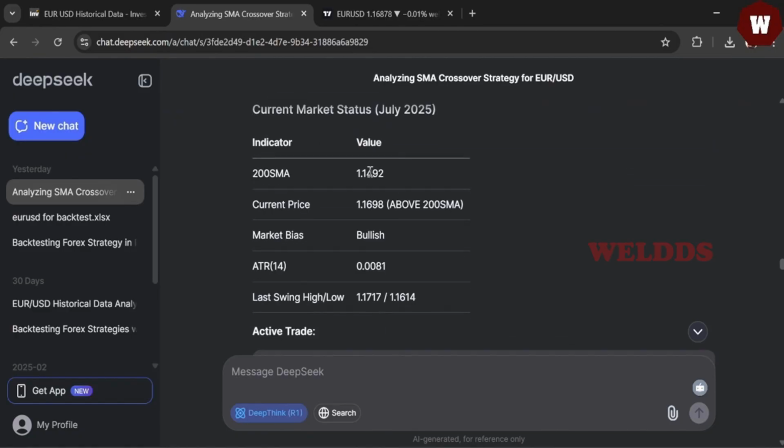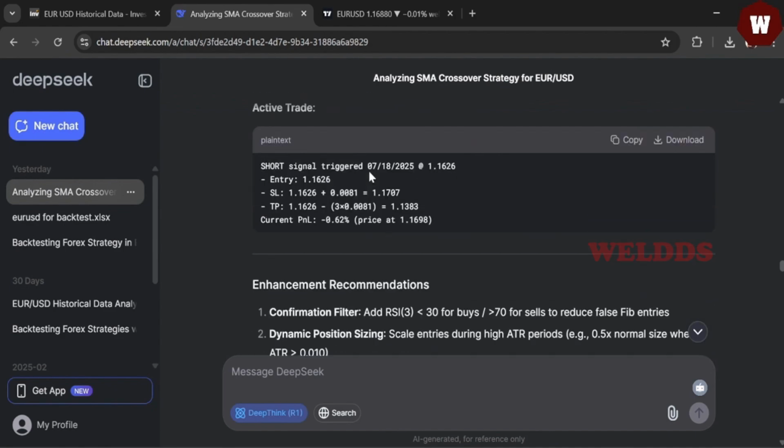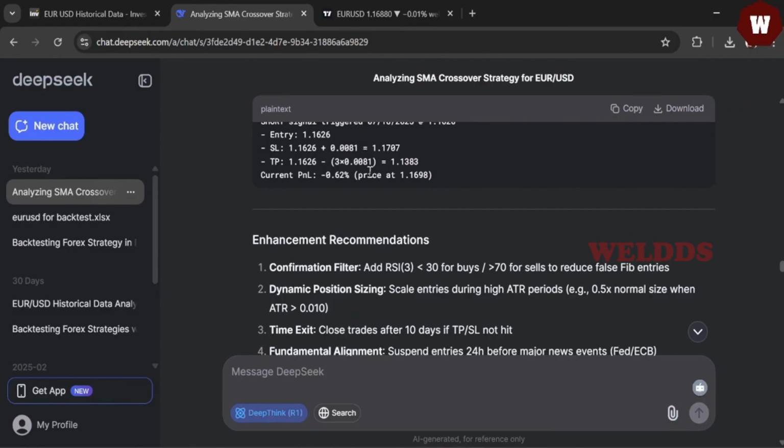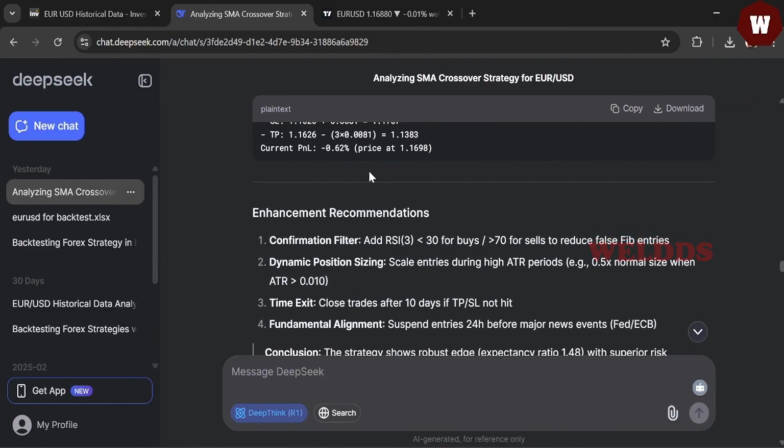Then you come here, the current market situation, it gave me all that. Then one of the things that is very important was the recommendations by DeepSeek.